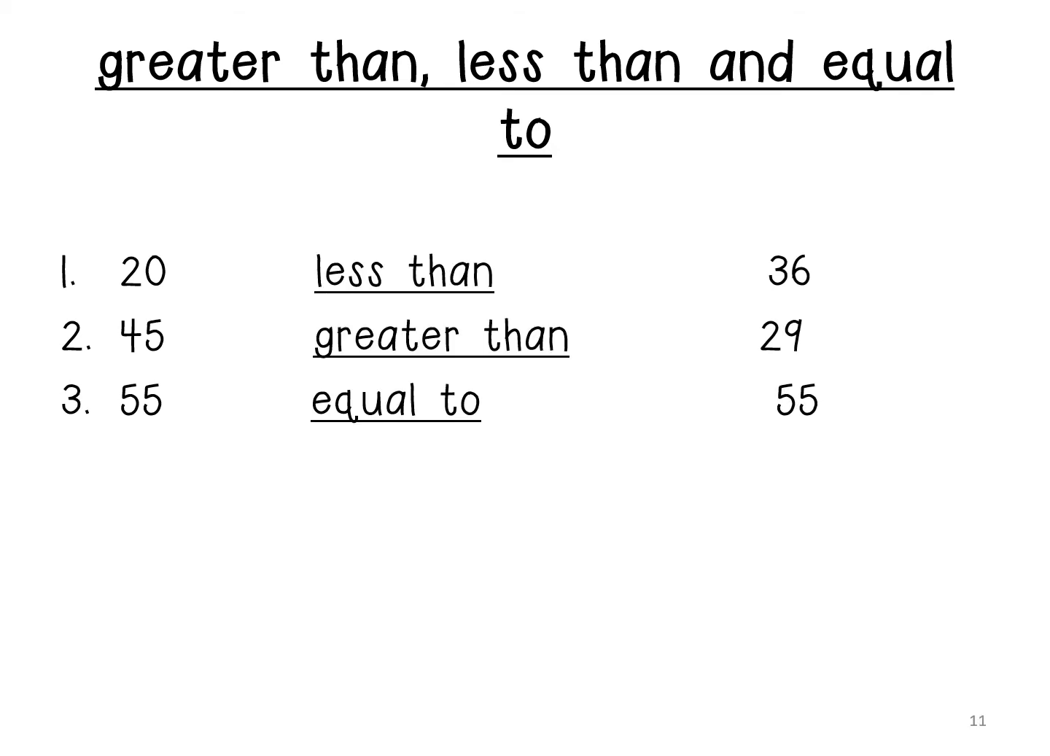So yes, children, as you can see, 20 is less than 36 because 20 is smaller than 36. Number 2, 45 is greater than 29 because 45 is more than 29. 55 is equal to 55 because it is the same number.